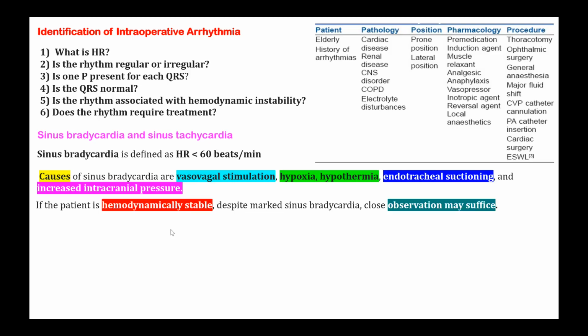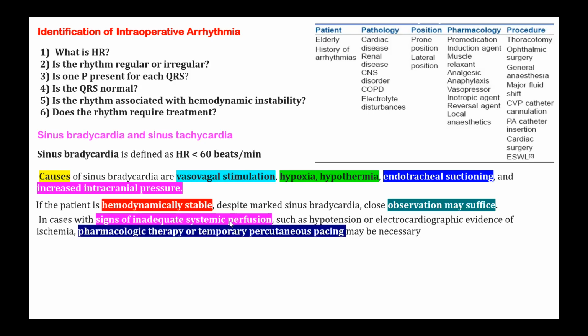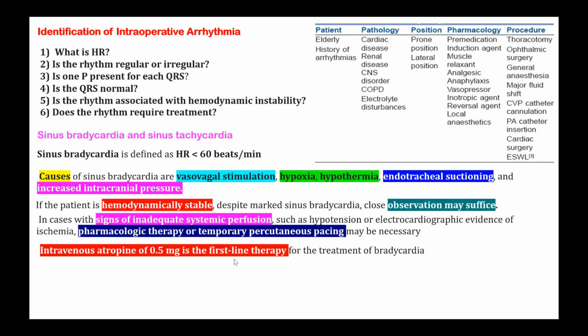And if the patient is hemodynamically stable, what you need is only observation and see whether it gets corrected by itself or not. On the contrary, if there is a hemodynamic instability like low perfusion with low BP, then you have to either treat it by pharmacological method or by temporary pacing may be required in cases where the sinus bradycardia is due to a heart block or conduction defect.